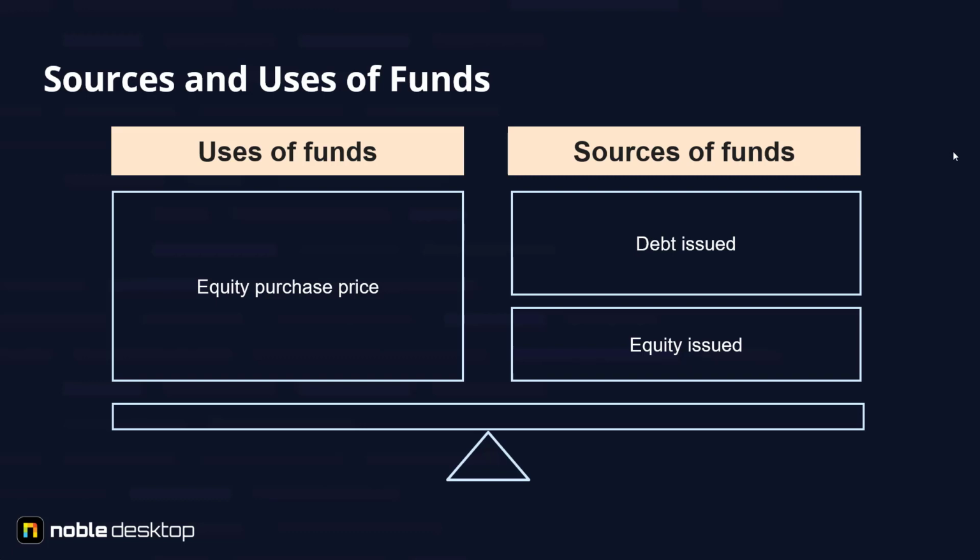Whereas the sources side details how exactly the deal is going to be funded, including the required amount of debt and equity financing. Just like how the assets side must be equal to the liabilities and equity side on the balance sheet, the sources side, the total funding, must be equal to the uses side, the amount being spent.